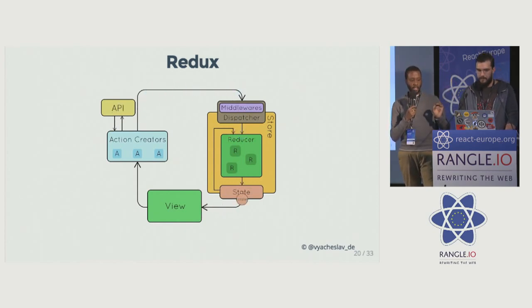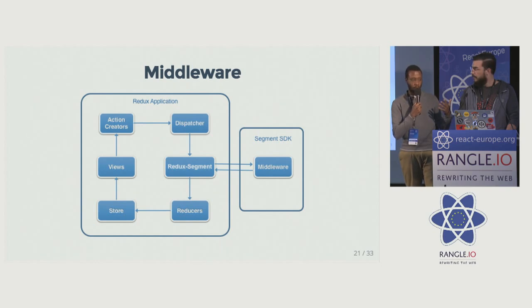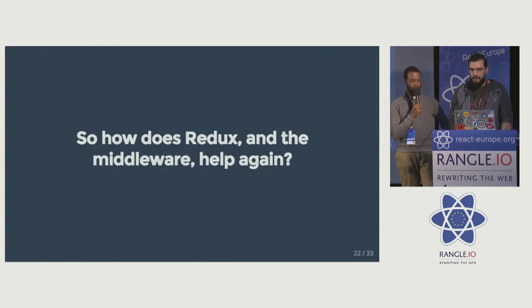But there's also an additional bit here that you can see in the diagram, and that's middleware, which allows us to intercept those actions and actually act upon them before they reach a reducer. So middleware can act as a point of side effects within your system, because every action that is getting dispatched is going through all of the middlewares that you have. And this is what will allow us to hook our analytics into the Redux loop.